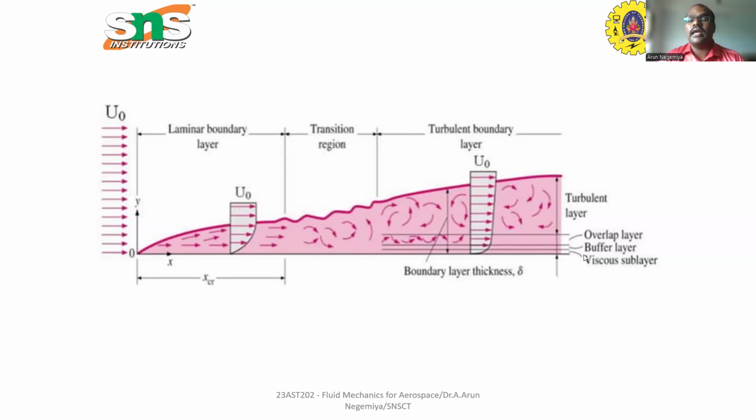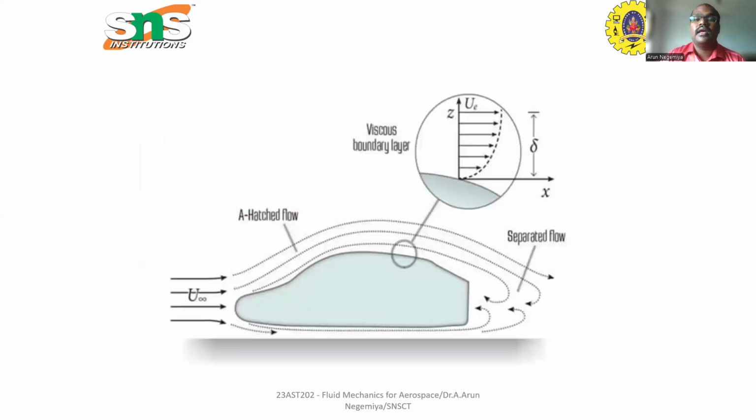Some layers are seen in the turbulent boundary layer: the viscous sublayer and the buffer layer. These are the different types of layers we find in the boundary layer.